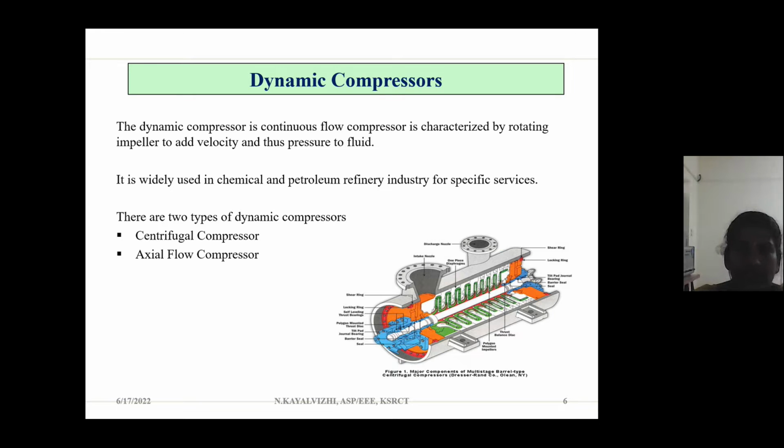The first one is about dynamic compressors. What is a dynamic compressor? It is a continuous flow compressor, characterized by a rotating impeller that adds velocity and pressure to the fluid. It is widely used in the chemical and petroleum refinery industries for specific services. The dynamic compressors are of two types: centrifugal and axial flow compressors.